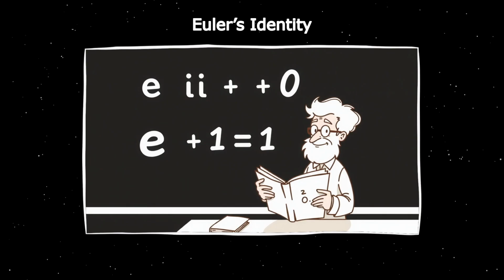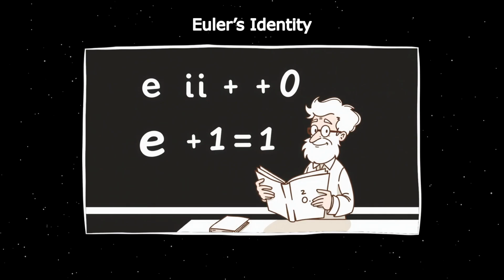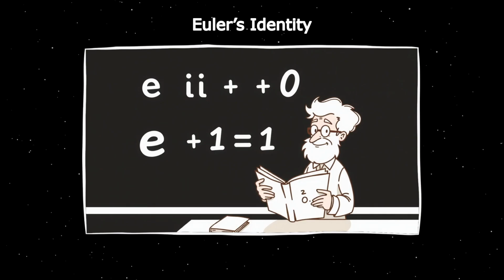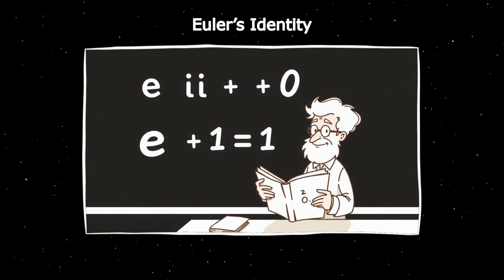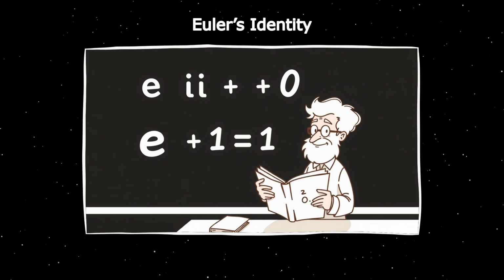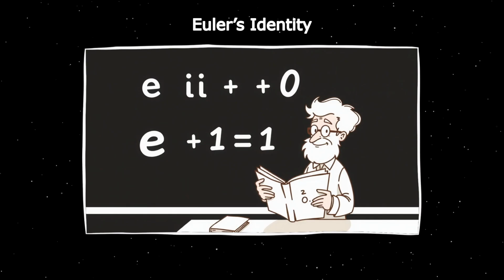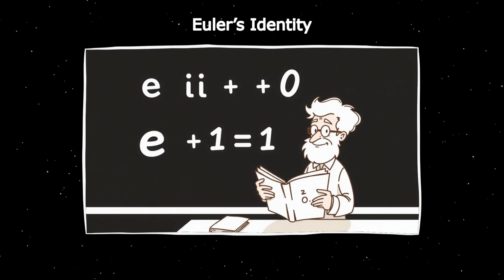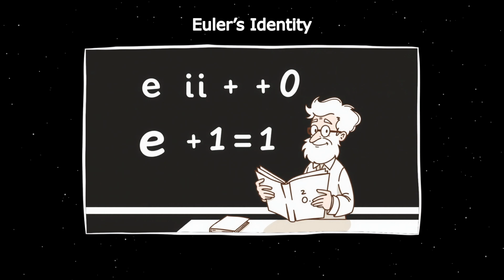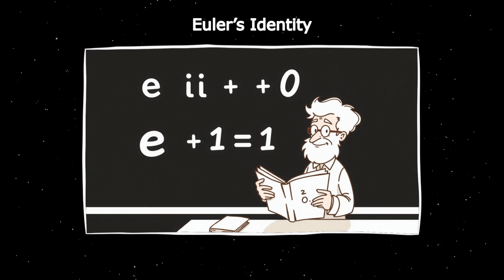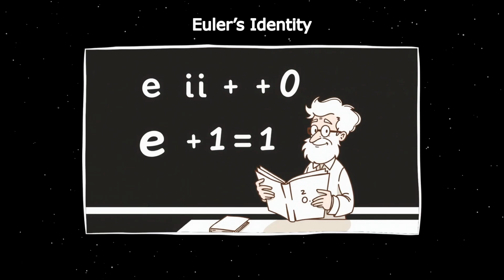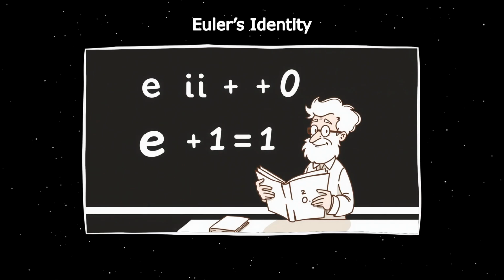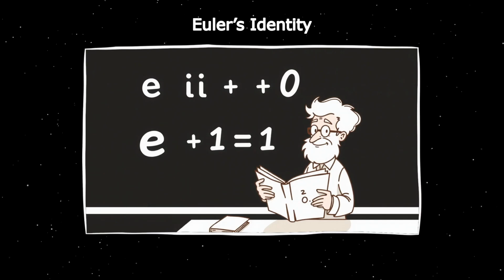To begin understanding Euler's identity, we must first examine the constants it encompasses. The first constant, e, approximately equal to 2.71828, is the base of natural logarithms and is pivotal in calculus, particularly in the context of exponential growth and decay. This number frequently appears in various fields, from finance to biology, embodying the concept of continuous growth.